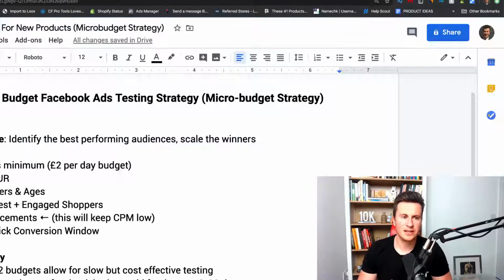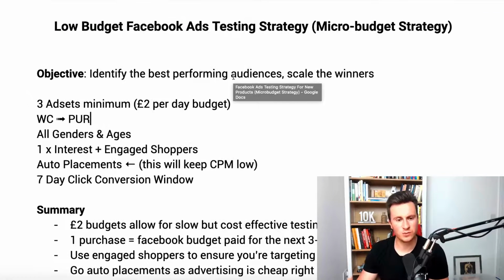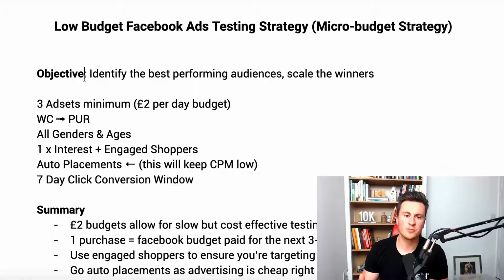Now, that being said, how does the actual strategy itself work? To start it off, the objective of a testing strategy is to identify the best performing audiences and then scale the winning ones. When it comes to running Facebook ads, you should be doing one of two things. Number one is testing, or number two is scaling, and your budget changes depending on what your objective is.